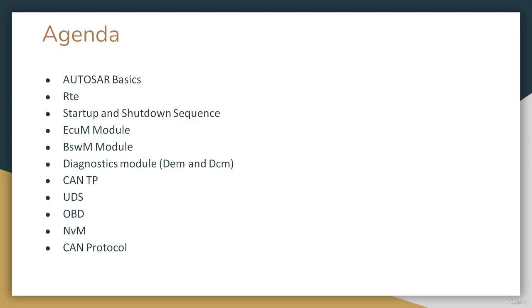In DEM, we will be covering topics like events, DTCs, operation cycles, memory, faults. In DCM, we will be covering the three submodules of DCM, that is DSL, DSD, DSP, and we will also discuss certain configuration related to these modules. Then we will discuss the CAN-TP module and the flow control process.